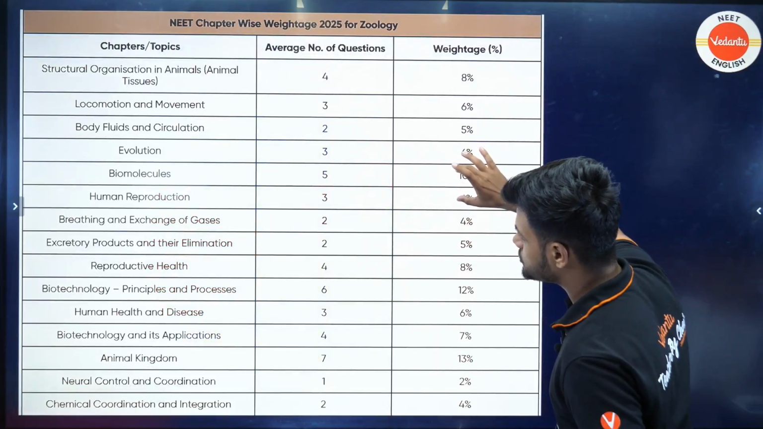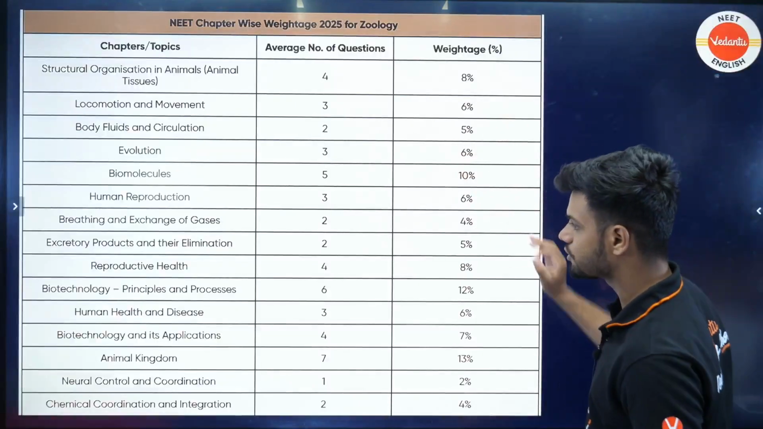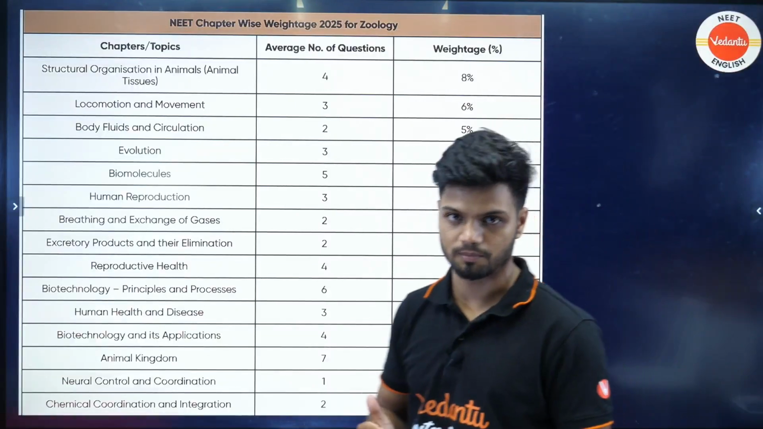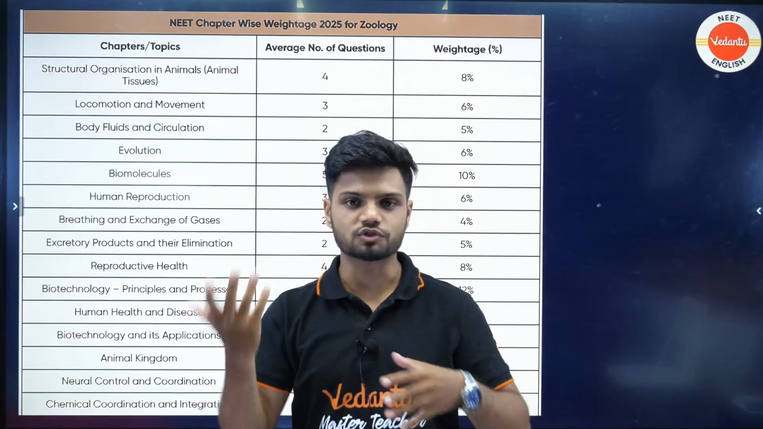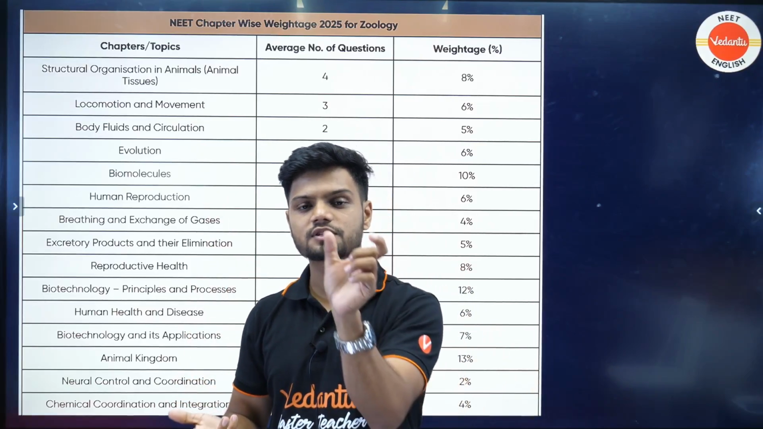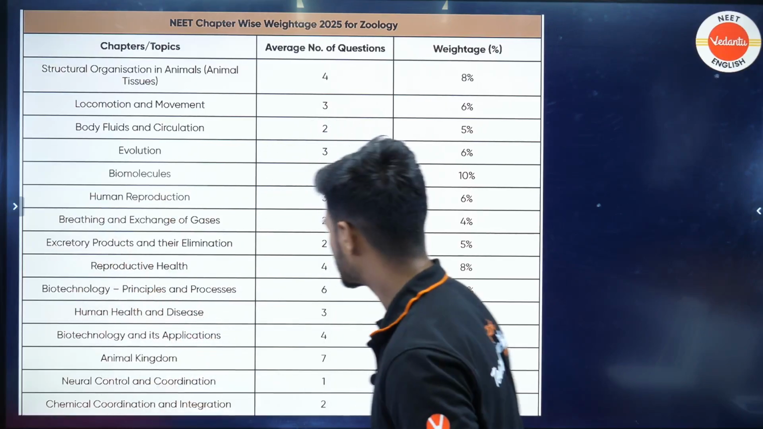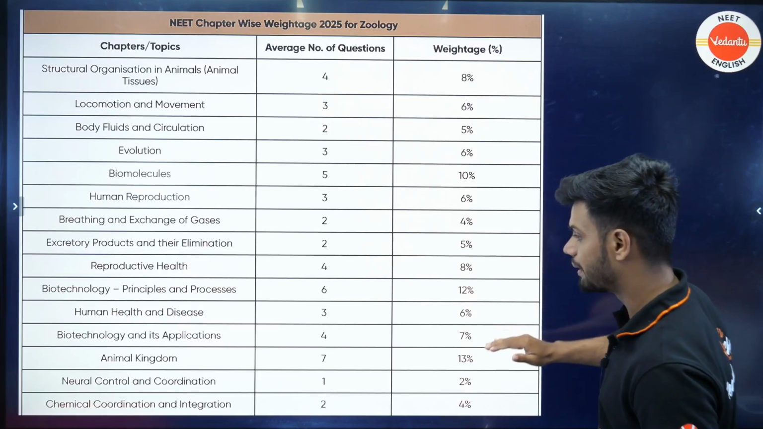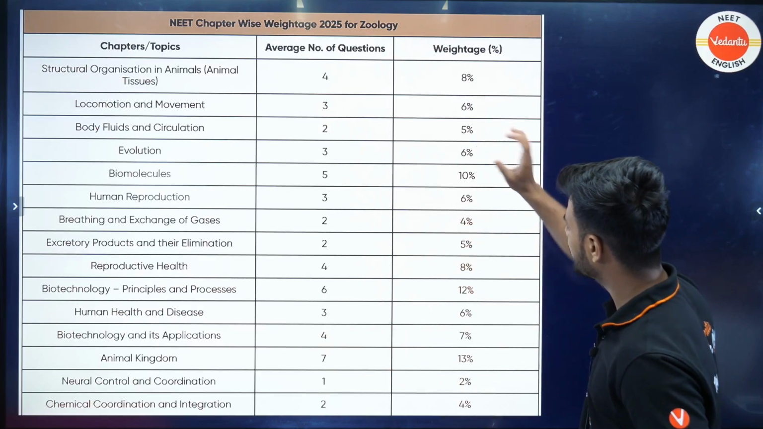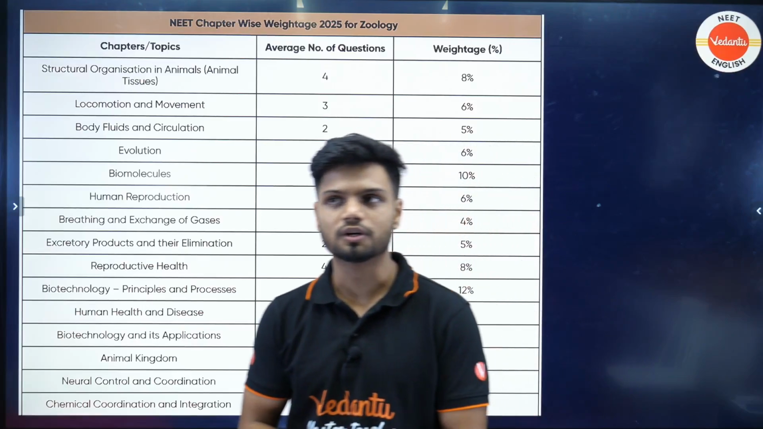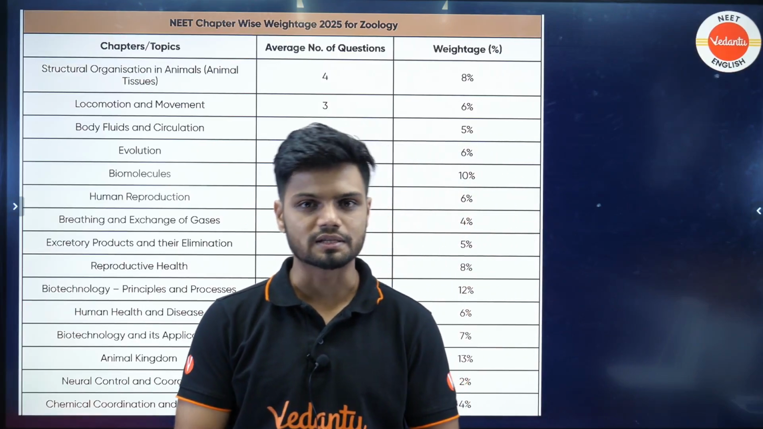Now, when it comes to zoology, the highest weightage is always and always for your entire human physiology. That is by dividing different chapters. But if you ask me which one chapter where questions have repeated most of the times, that is going to be your biotech chapter. Biotech and animal kingdom guarantees around 4 to 5 questions every single year.